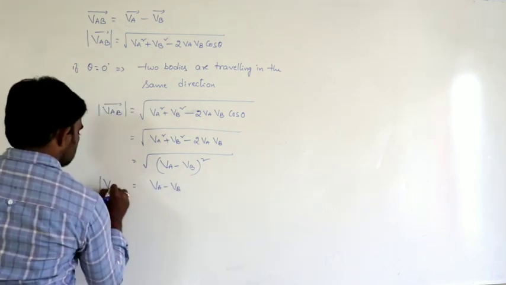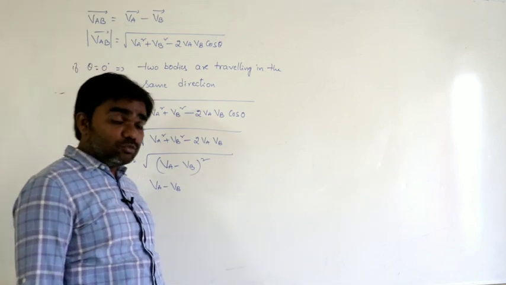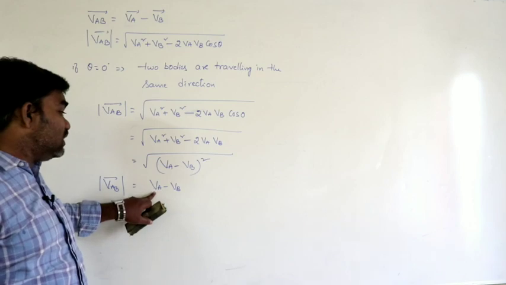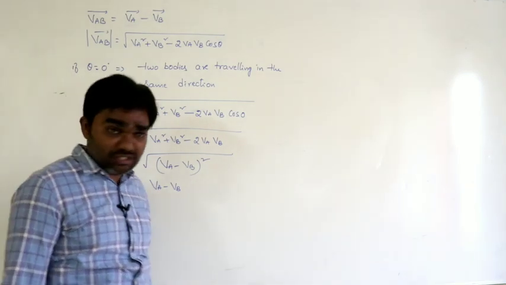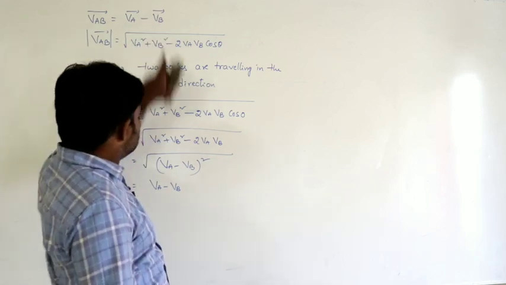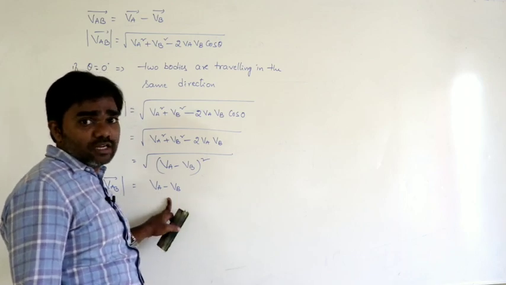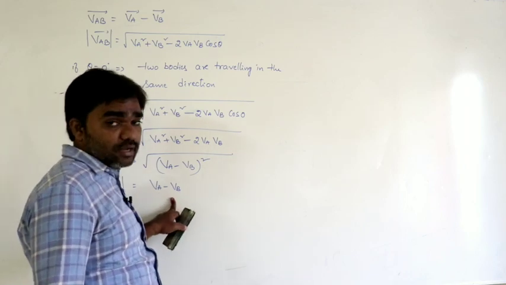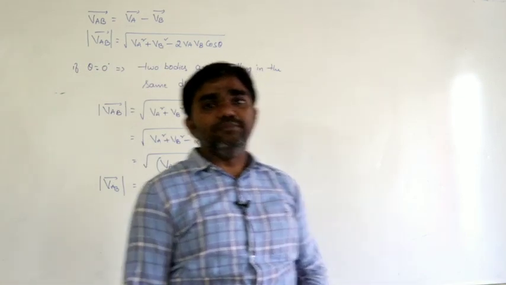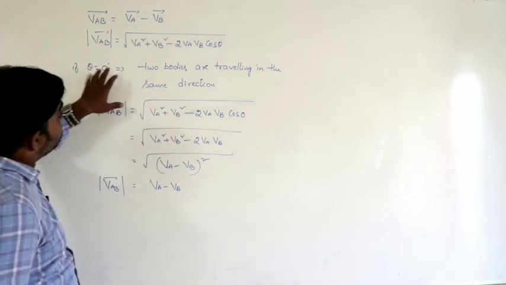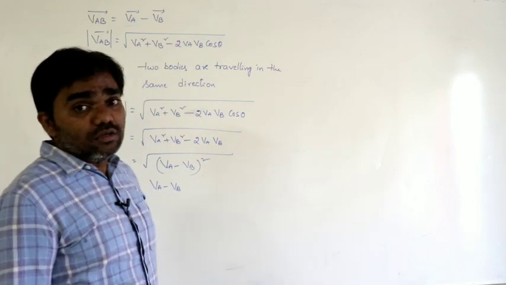So that means if two bodies are traveling in the same direction, what is the magnitude of their relative velocity? Just algebraic subtraction. We got it as VA minus VB, in the sense it is the algebraic subtraction. So this is the situation if theta equals 0, that means both the bodies travel in the same direction.